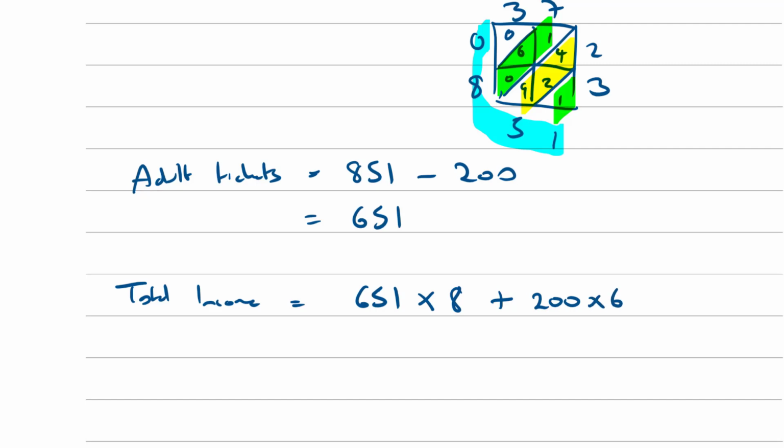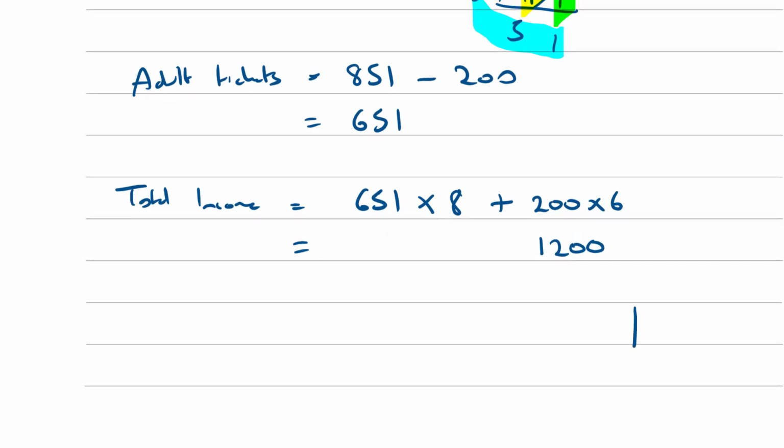Okay, well, part of that is easy to do. 200 times 6 I know is 1200, so I can just write that one in. 651 times 8, it's not so easy to do in my head. I'm just going to do that as a separate calculation. Again, I can use Napier's bones method. So this is a 3 digit by 1 digit grid. So 651 times 8. So 6 8s are, what, 48? 5 8s are 40. 1 8 is 8.